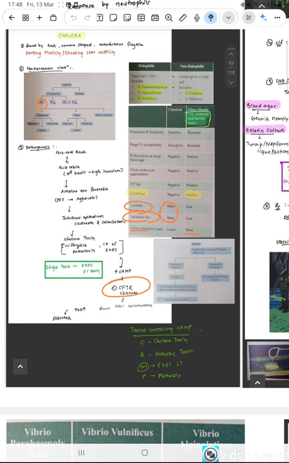Then it releases cholera toxin. Cholera toxin is similar to Shiga toxin or verotoxin of enterohemorrhagic E. coli. Then that will lead to increased cAMP level. The increased cAMP level activates the CFTR, that is cystic fibrosis transmembrane conductance regulator channel, and because of this there is a chloride accumulation that will lead to a lot of watery diarrhea.